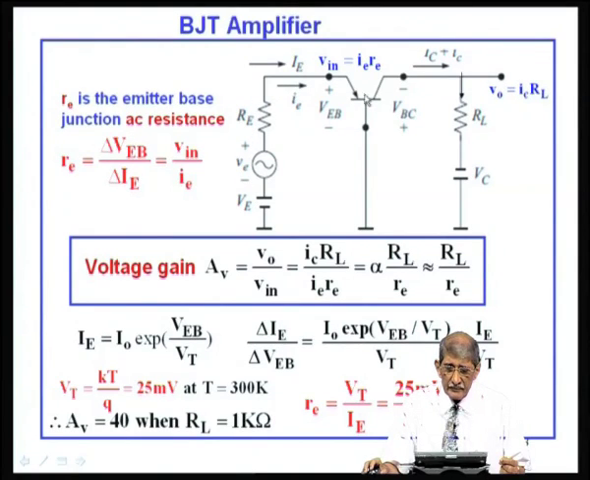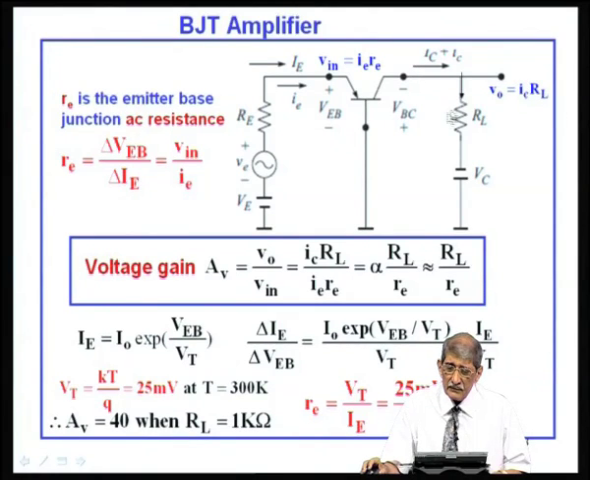Once I fix IE, if the collector base is reverse biased, whatever IE flows through the emitter will reach the collector. So, if the DC current IE is 1 milliampere, the collector current IC will be 1 milliampere DC. This DC bias VE and VC are applied so that the transistor is operating in the active region, so that the emitter base junction is forward biased, pumping a DC current of 1 milliampere or whatever you want, set by this voltage and the resistance, and correspondingly the collector current is also 1 milliampere.